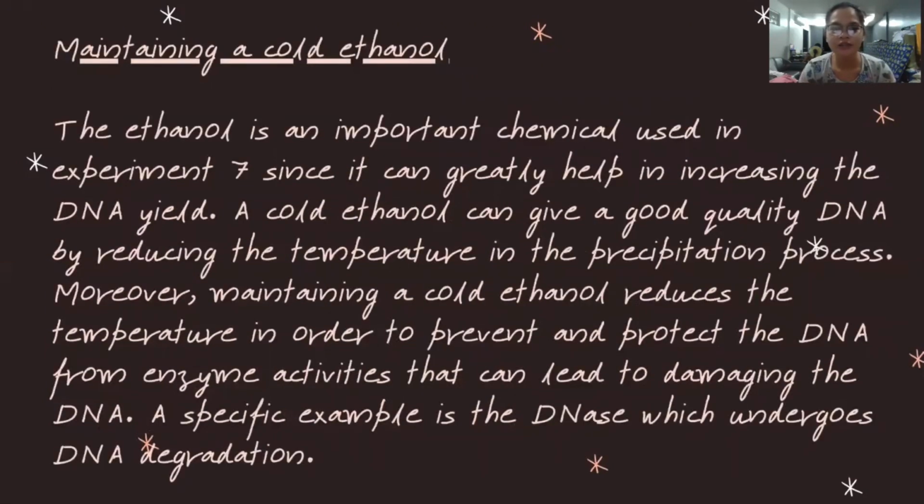Maintaining a cold ethanol. The ethanol is an important chemical used in experiment 7 since it can greatly help in increasing the DNA yield. A cold ethanol can give a good quality DNA by reducing the temperature in the precipitation process. Moreover, maintaining a cold ethanol reduces the temperature in order to protect the DNA from enzyme activities that can lead to damaging the DNA. A specific example is the DNase, which causes DNA degradation.